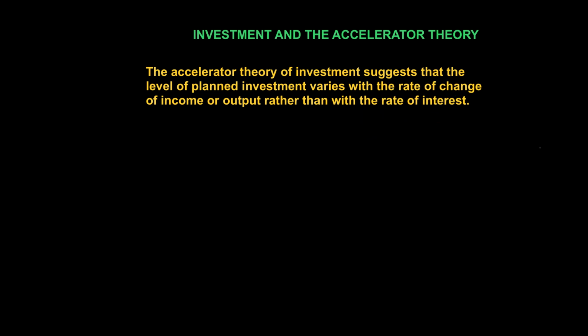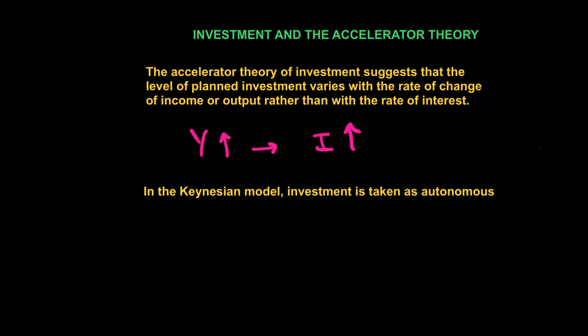So basically this theory suggests that when the GDP goes up, there is the possibility of income to go up. In the Keynesian model, investment was taken as autonomous, which means that when Y goes up, your I was unchanged, or I was constant.